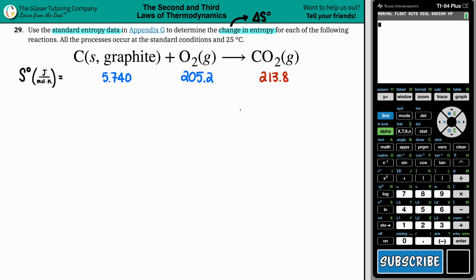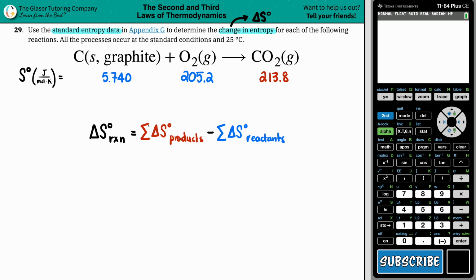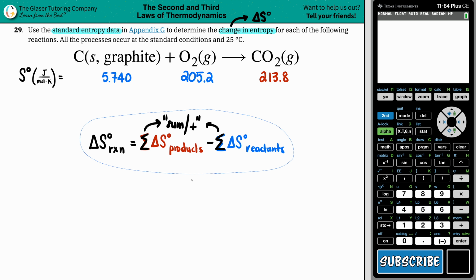Now, from these values, we somehow have to find the change in the entropy. Well, there's a simple formula for that. It's this right here. The delta S for the whole entire reaction equals the sum. This little symbol here just means the sum. And when we say sum, we mean that we're just adding, right? So we're going to add up all the products and subtract from the sum of all the reactants. So essentially, it's basically products minus reactants. So let me just pull this down a little bit here, and let's sum them up.